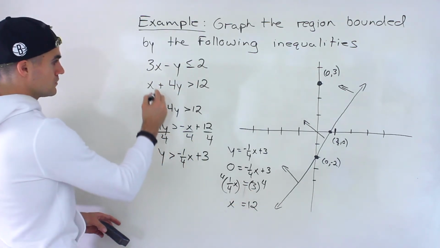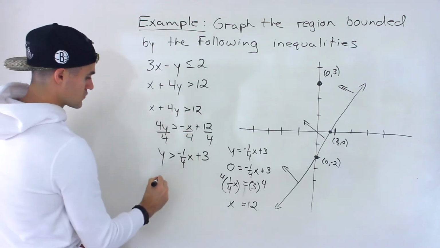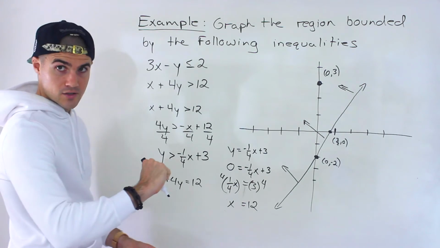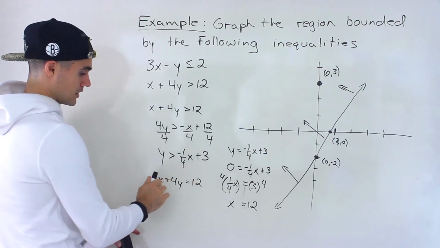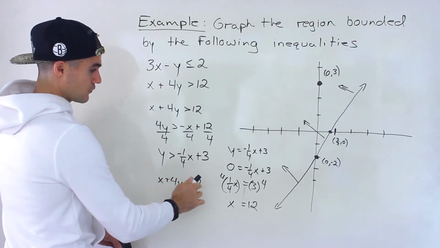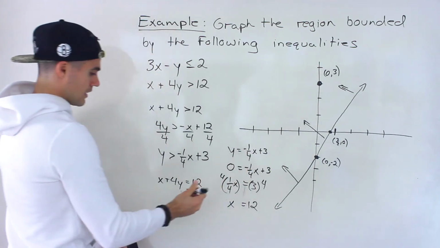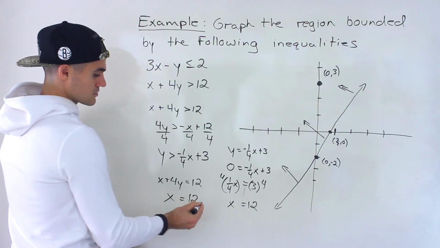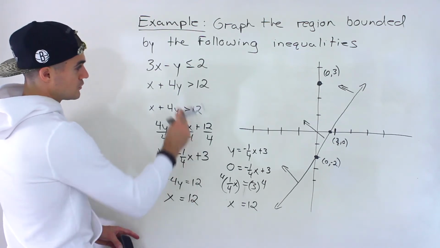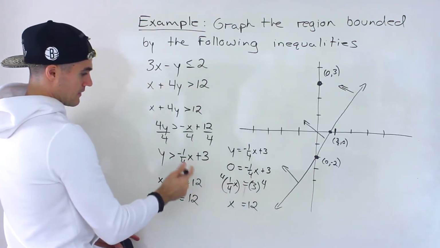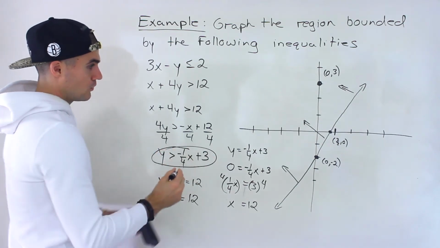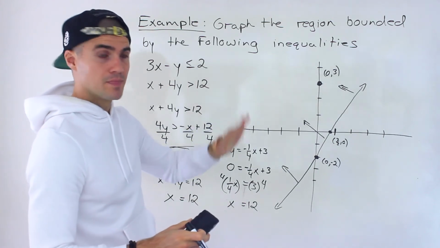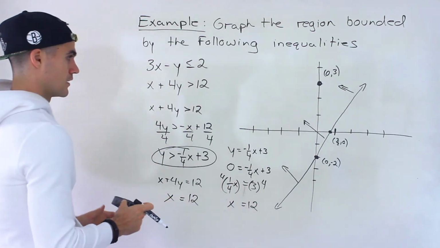Another quick way to do this is you can just write x plus 4y is equal to 12. And if you wanted to get the y-intercept, plug in 0 for x, divide both sides by 4, and you would get that 3. And then to get the x-intercept, you plug in 0 for y, and then we'd end up with x is equal to 12. But then you still have to isolate it to know that after you graph the line, is the region going to be above the line or below the line, right?